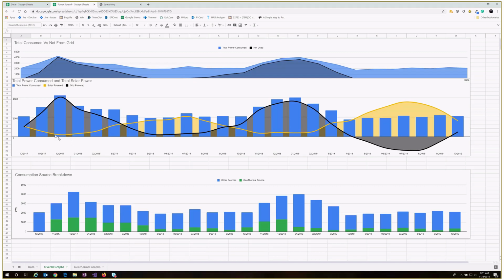This here shows the total power consumed versus the amount we got from solar and the amount that we got from the grid itself. So you can see in the summertime we got a lot more of our overall electricity from the solar systems and a lot less from the grid. And then obviously in the winter that flips pretty significantly.